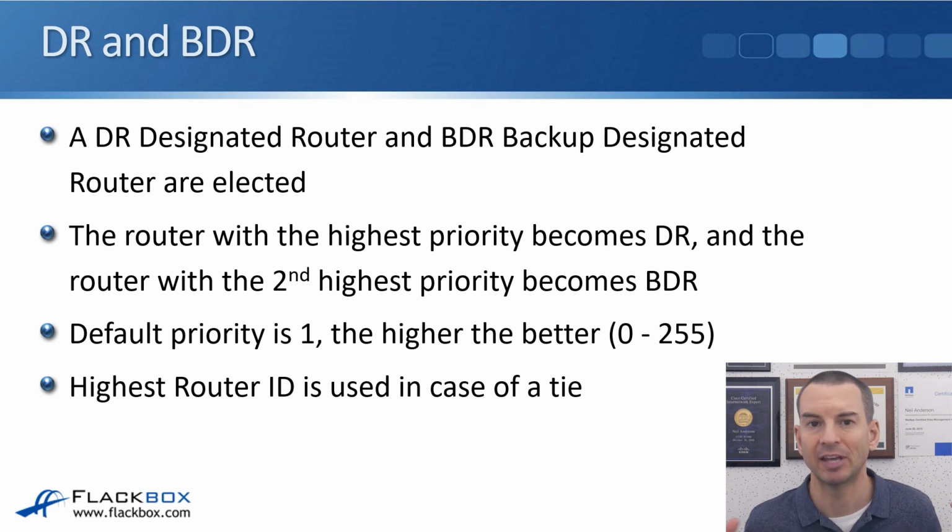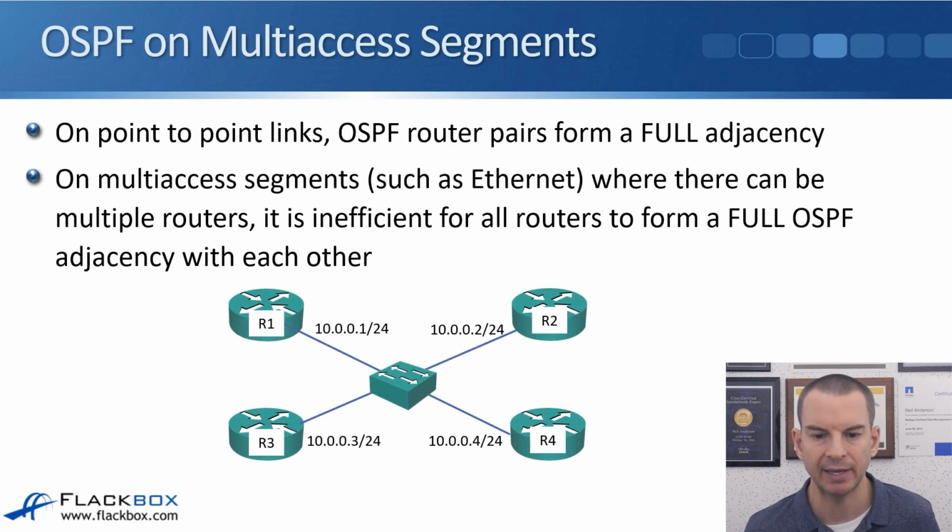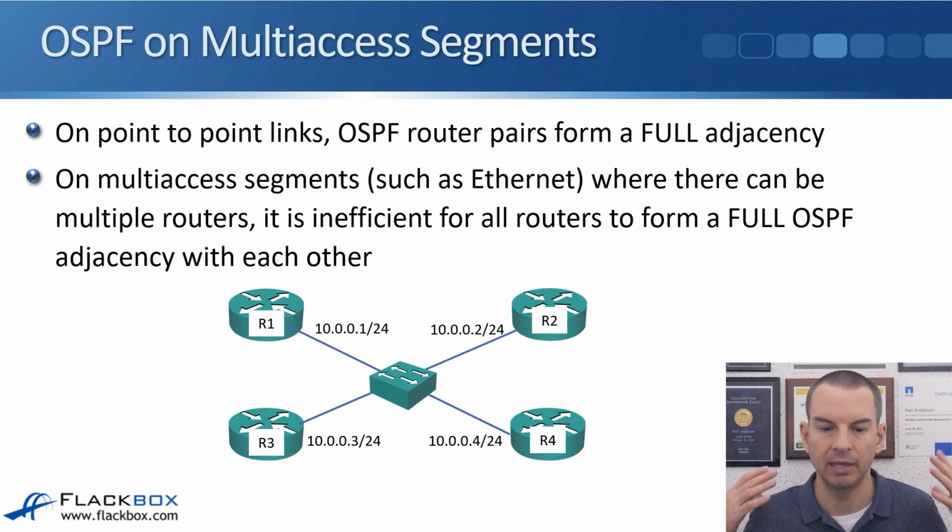As I just said, a DR and a BDR are elected on each multi-access segment. If I go back to the diagram again here, you can see all my routers have an interface connected to the same multi-access segment. The DR and the BDR act at the interface level, not at the entire router level. If, for example, R1 had another interface which was also connected to an Ethernet segment, that separate segment would also have its own DR and BDR elected. So it's at the interface level, and it works like this on all multi-access segments, such as Ethernet.